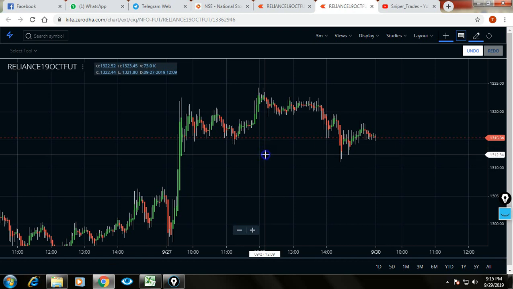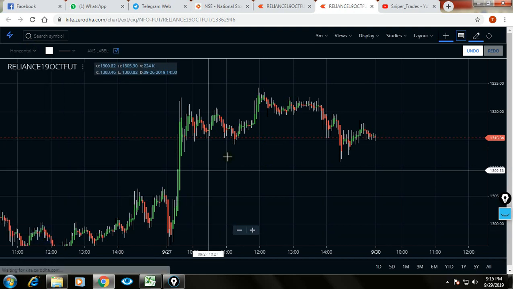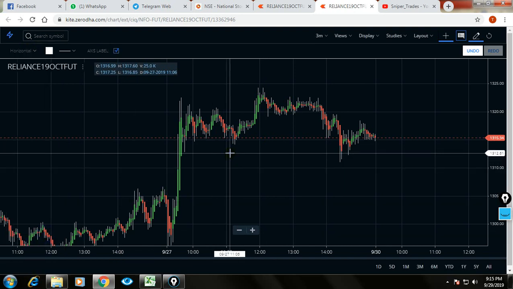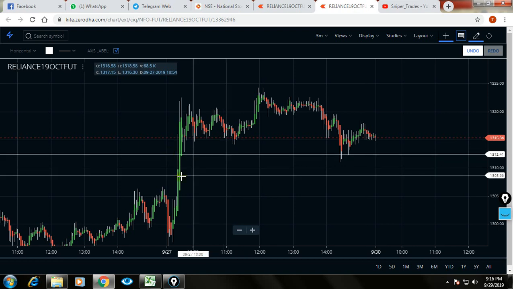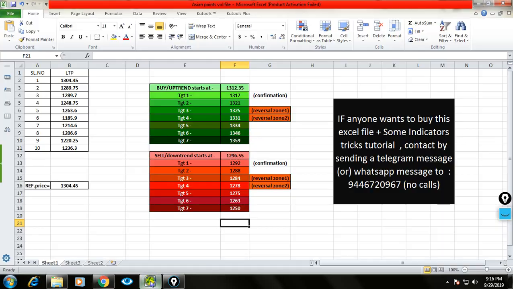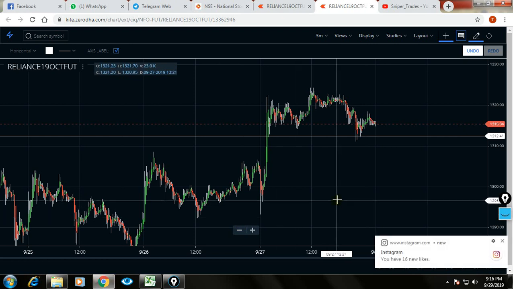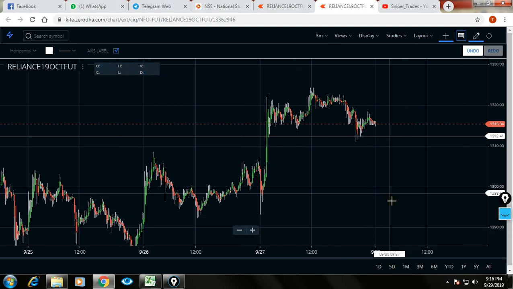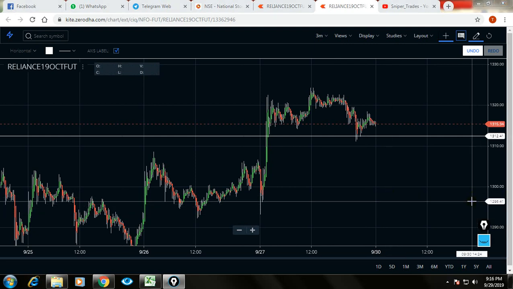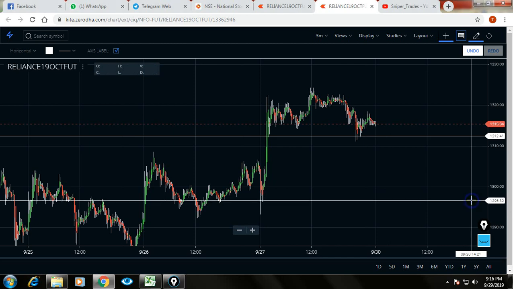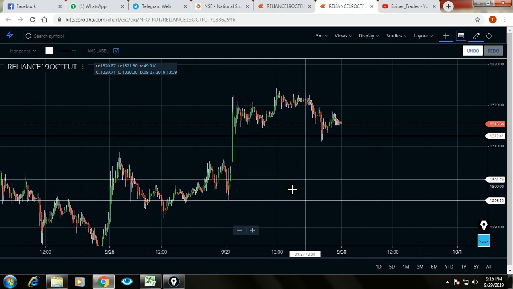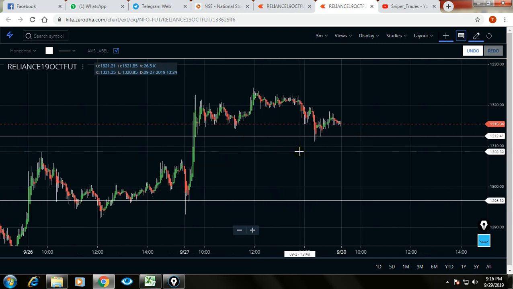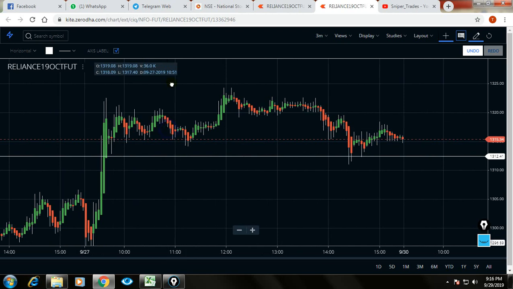Okay, around here. Okay, the uptrend level is marked. Now we are going to mark the downtrend level, 1296.55. Anyway, the price has not reached the downtrend zone on 27th September, but the uptrend level is active.